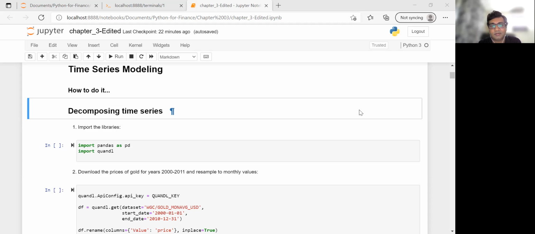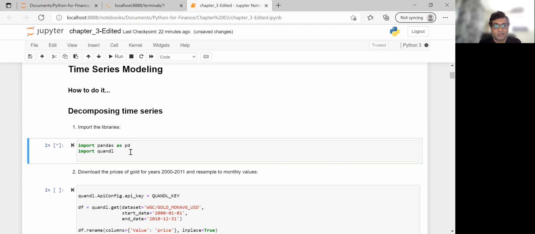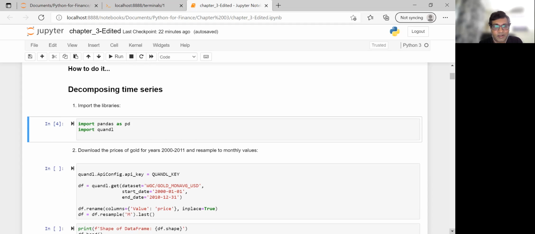So let's start with our basic stuff first, which is importing libraries. I'm going to import pandas and Quandl. In the last session I also discussed Quandl, and this is a very great API by which you can get any kind of asset data from this particular source. I suggest that you go to that website and log in, and you will get a Quandl key. Once you get that, you can use it the way I have put my Quandl key here.